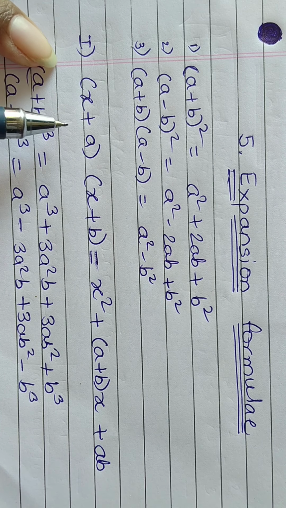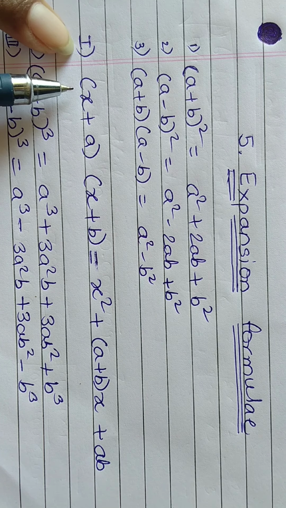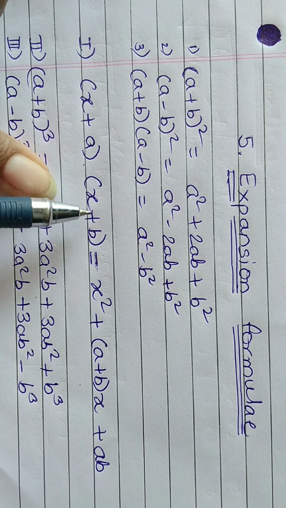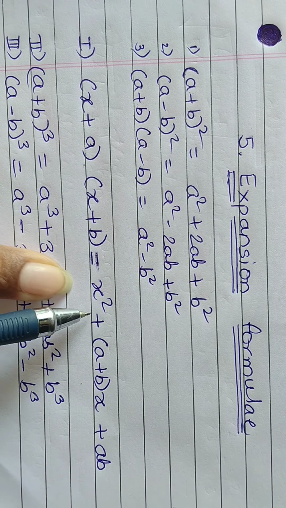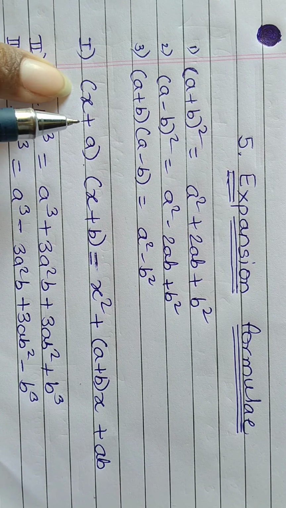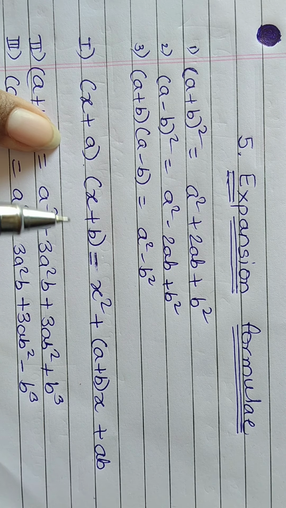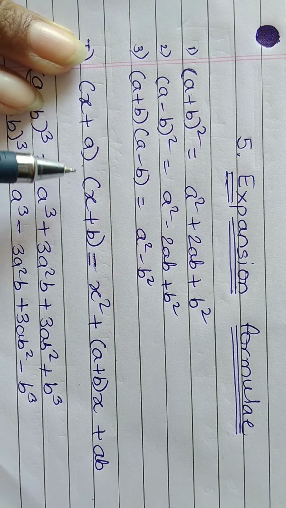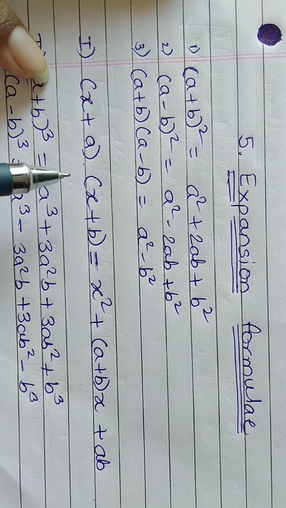Now, today we'll see a new one. First formula: (x + a)(x + b) = x² + (a + b)x + ab. Here x is the first term, second term, first term, second term. x is the alphabet here, and a and b are the constant numbers.